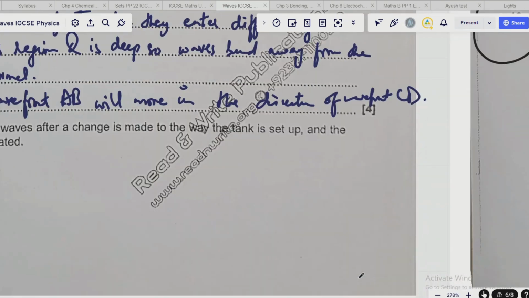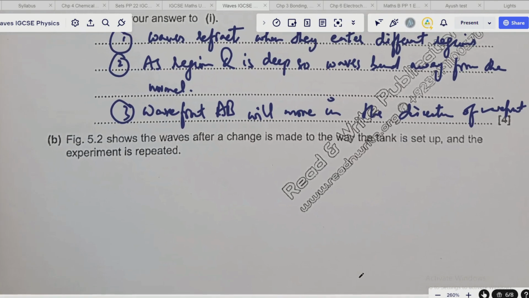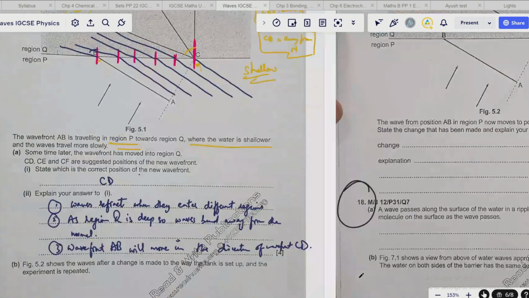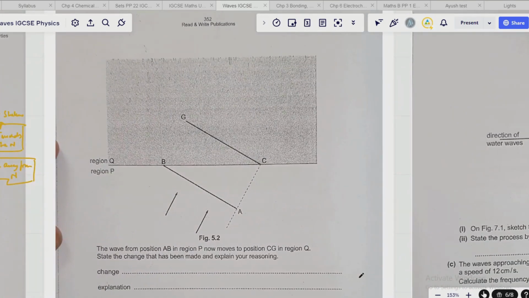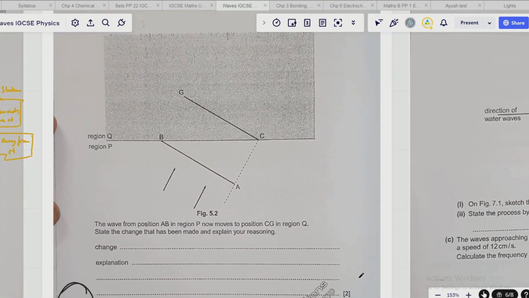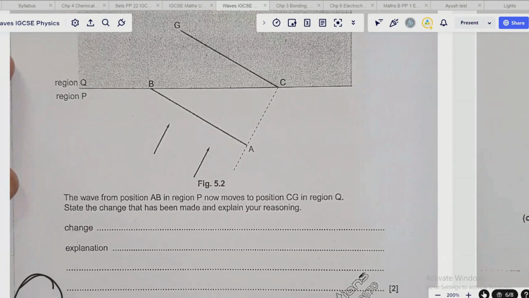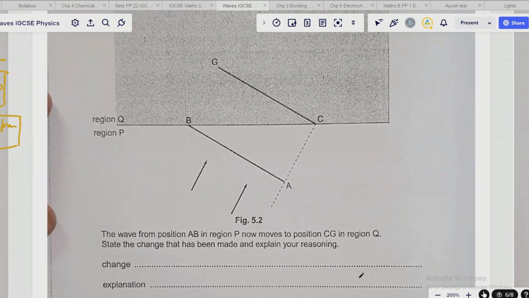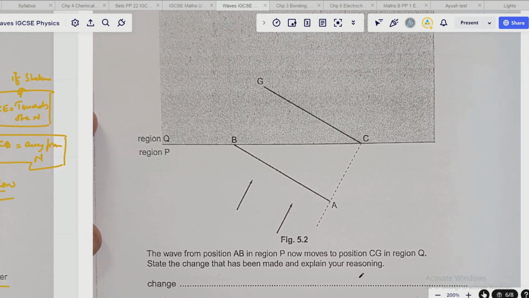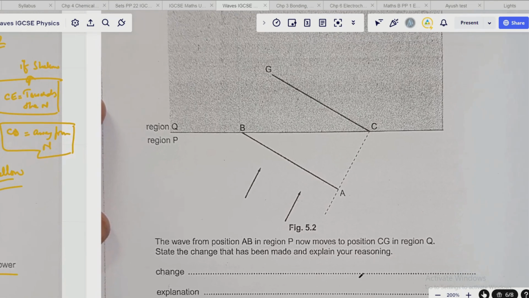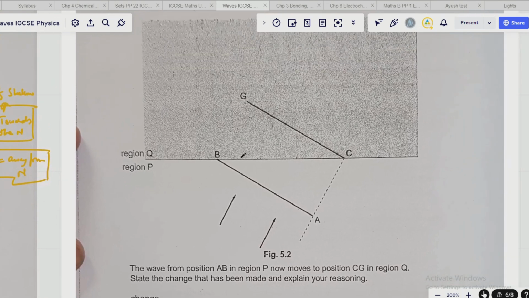Those waves after a change is made, the way the tank is set up and the experiment is repeated. They are repeating the experiment and now they are saying that the wave from position AB in the region P now moves in the position CG in the region Q. State the change that has been made and explain your reasoning.